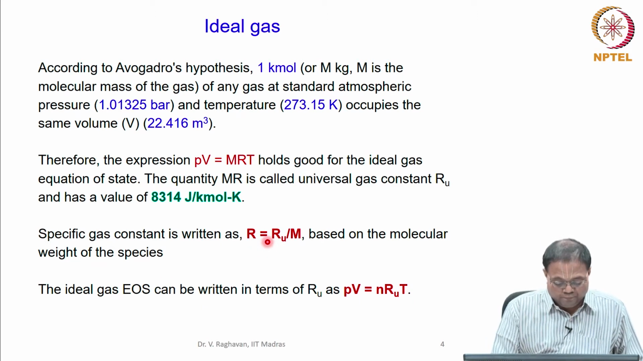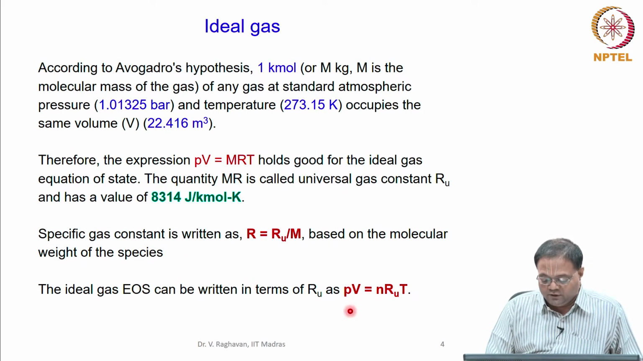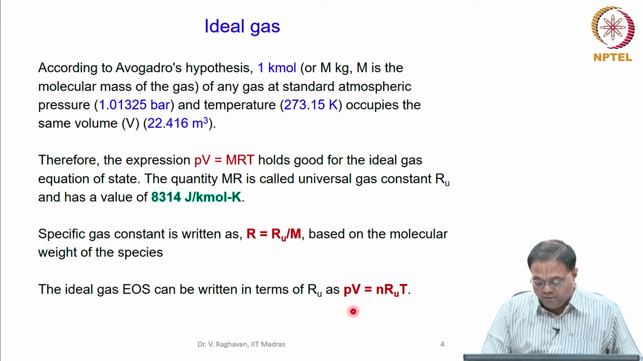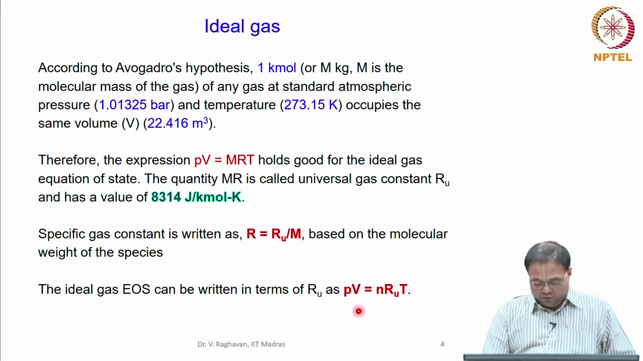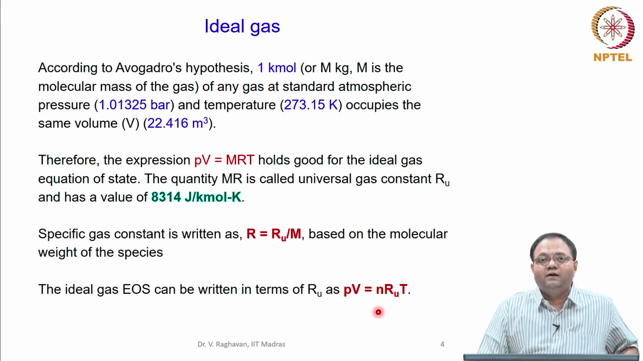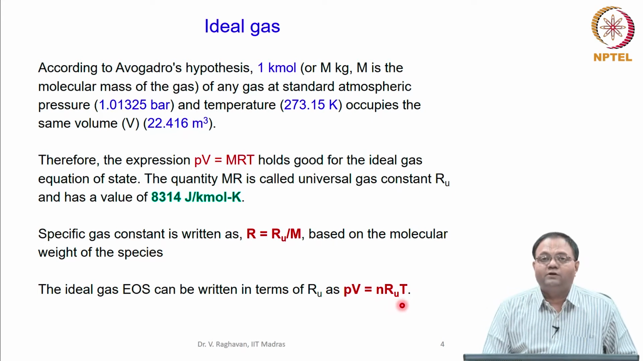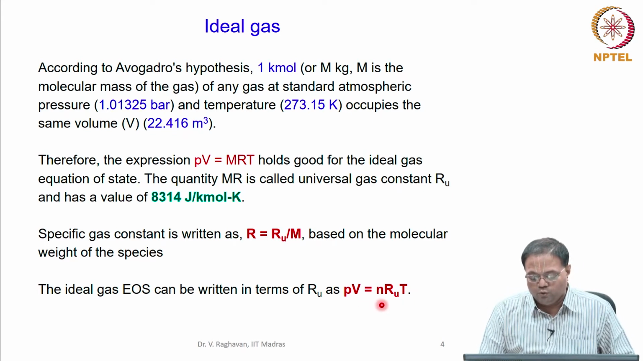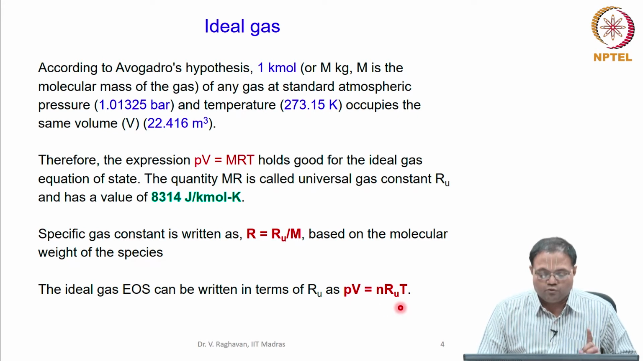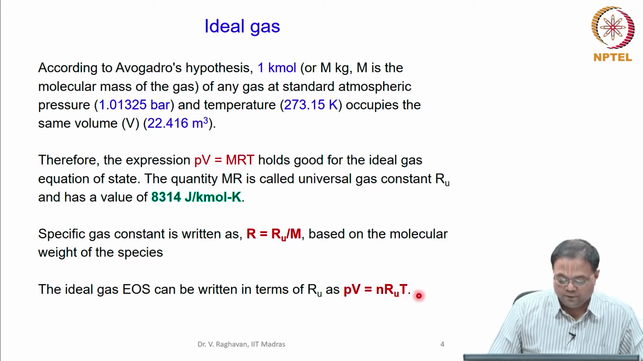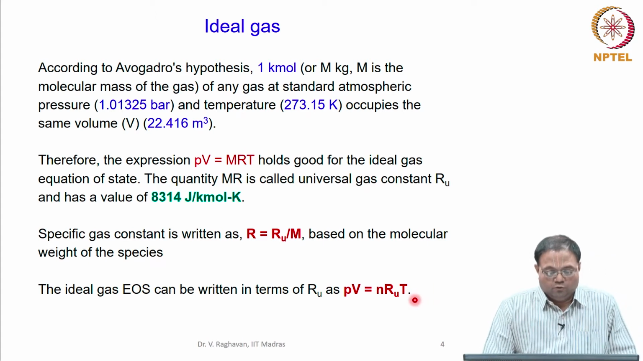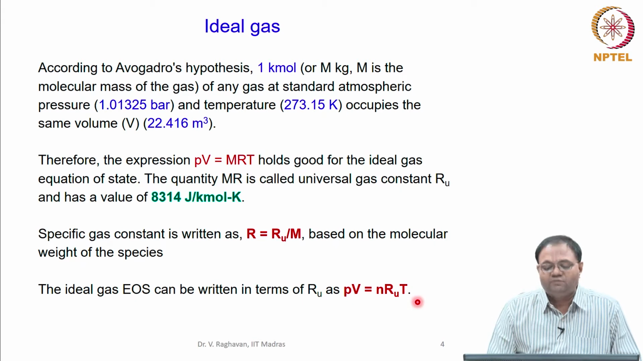So, you can write the ideal gas equation of state in terms of the universal gas constant as P times total volume V equal to N, where N is the number of moles of the gas, times the universal gas constant times temperature. PV equals N R suffix U times temperature. This temperature should be in Kelvin, so you have to remember that. We can write the equation of state in several ways.